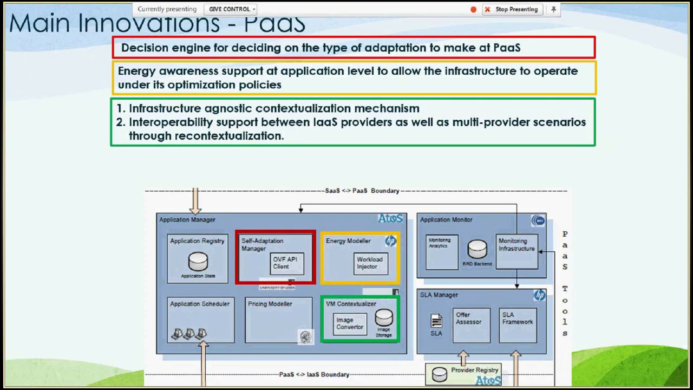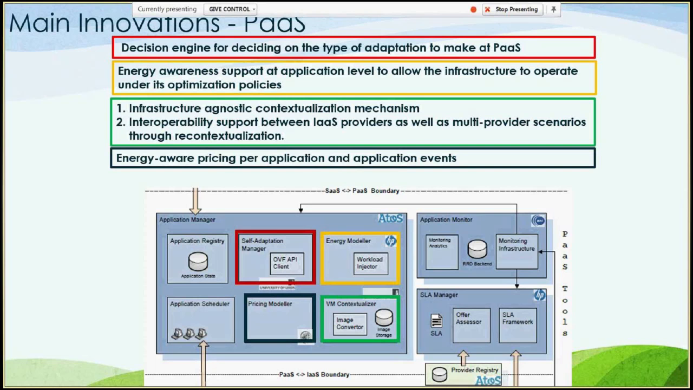And it supports interoperability between IaaS providers because of the recontextualization mechanisms that are currently implemented. So you can actually take a service running on infrastructure X and potentially redeploy it on infrastructure Y on the fly, thanks to an automatic recontextualization of the service. The pricing modeler is to do with energy-aware pricing per application and application events.